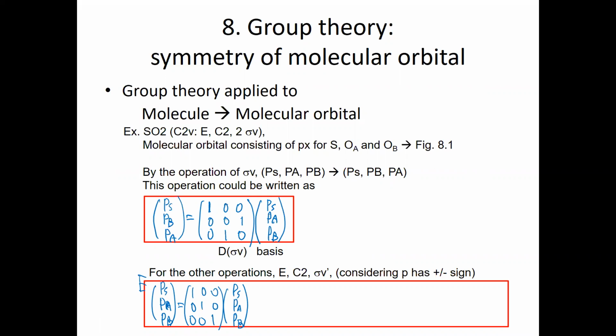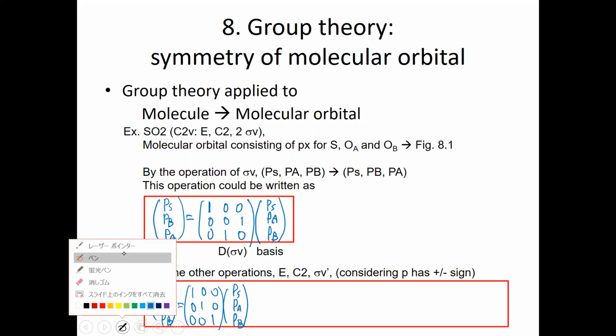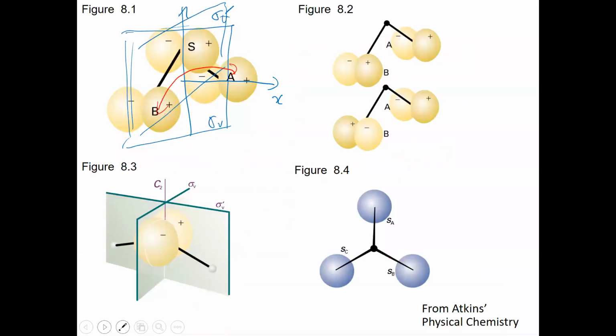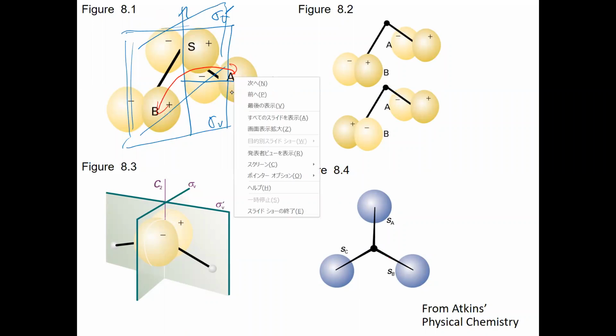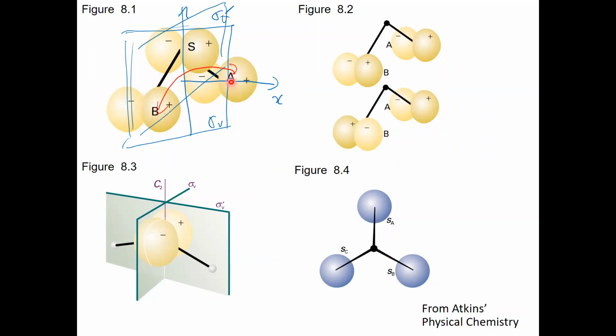So now the C2 operation. So let's think about the C2 operation. C2 means the rotation about the molecular axis. And it means the A orbital moves to the B orbital and B comes to this way. But keep in mind that the sign also flips, right? So if you rotate this molecule, it's going to turn positive into negative orbital, right? And also the S orbital, if this one is rotated, this one is also positive, negative orbital, right? So that's a reminder for you.